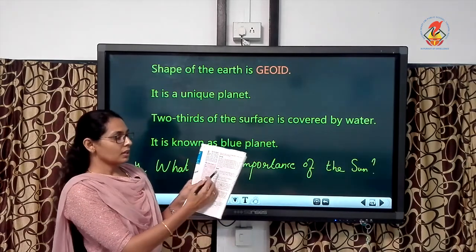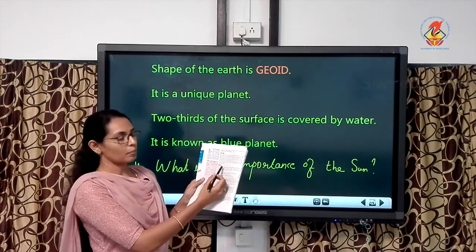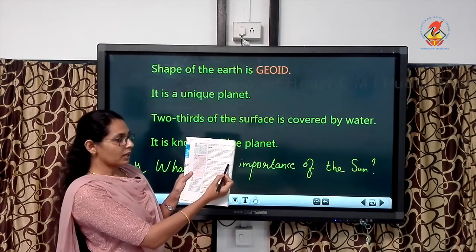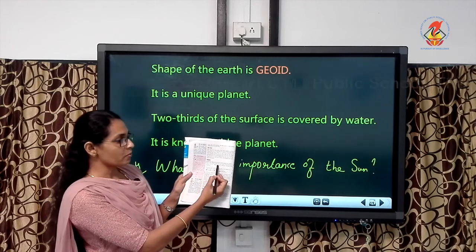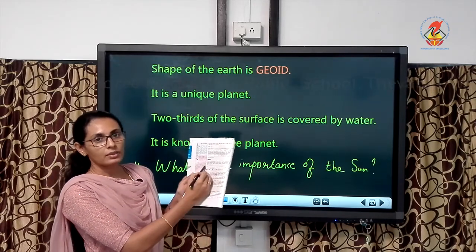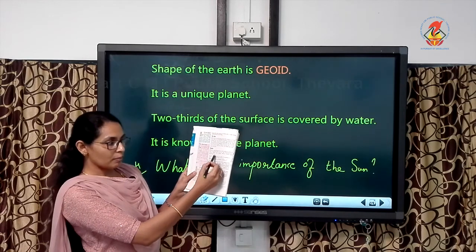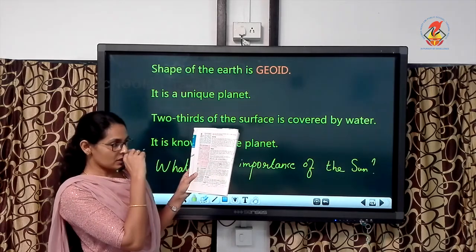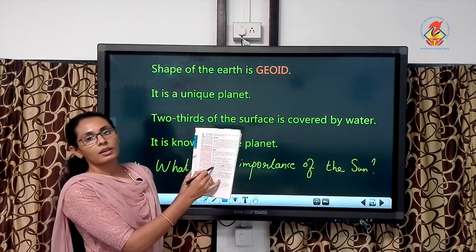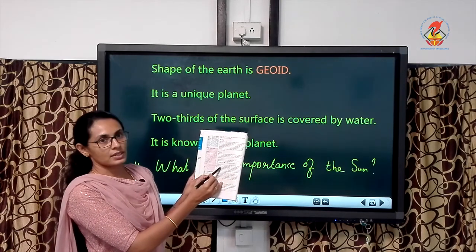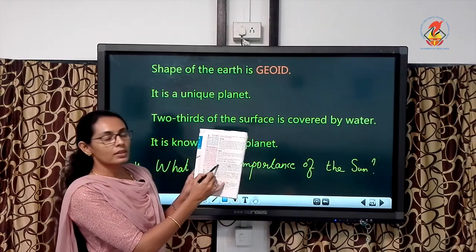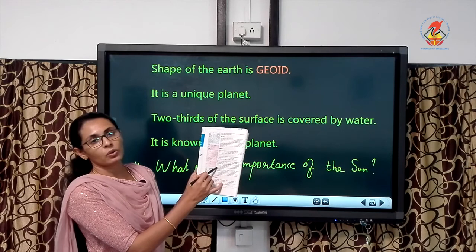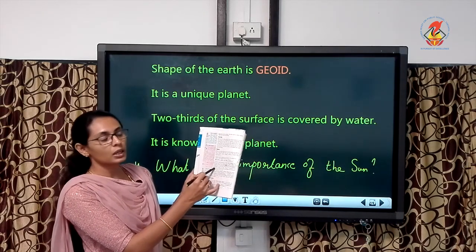Clear? Next, underline all the planets' names: Mercury, Venus, Earth, Mars, Jupiter, Saturn, Uranus and Neptune. Then below that, in the next paragraph on orbit, mark the first 3 lines: all the 8 planets move around the sun in a fixed path, which is known as orbit, and Mercury is nearest to the sun. Mark till there.